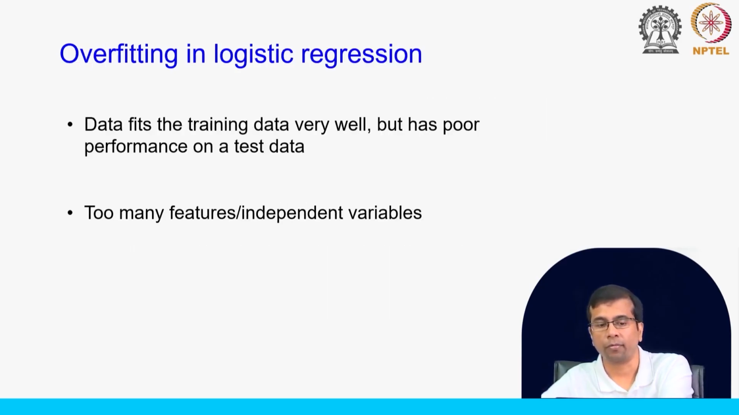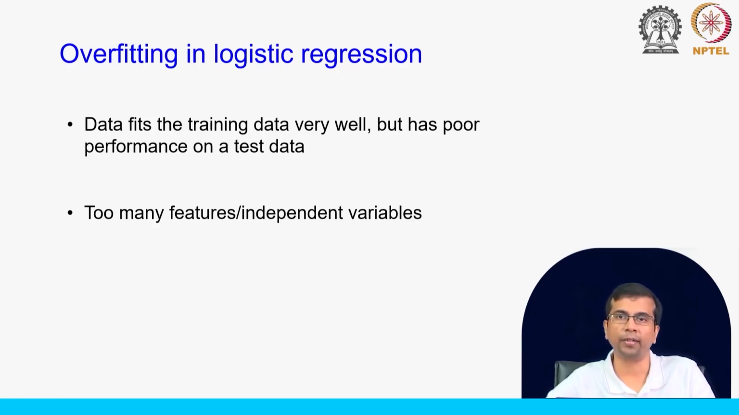Now, one of the issues, as we have seen in the case of linear regression, is overfitting. Overfitting is when the model fits the training data very well, but is very poor at predicting the outcomes on test data. This is a problem for many models, and this is something we will see as a recurring theme as we go into the discussion on decision trees, etc.